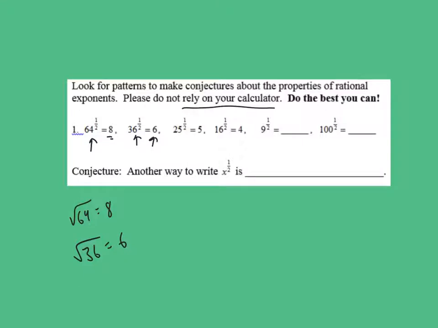Now, just as a sidebar, I know that right now 36 is being raised to the first power, and we said if we don't write any number in the index, it's automatically a 2. So this is the square root of 36 to the first power. There's the 1 and there's the 2. That means that 25 to the 1/2 is 5, 16 to the 1/2 is 4, and 9 to the 1/2, the square root of 9, must be 3. The square root of 100 is 10. So another way to write the 1/2 power is to say that it is the square root of x. And there we have it.